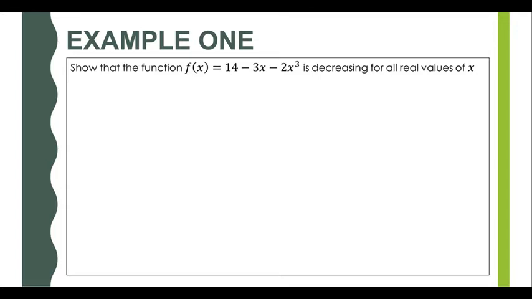So if we have a look at this example, we're asked to show that the function is decreasing, which means that f dash of x is less than or equal to 0 for all values of x. So to do this, we need to firstly differentiate. So if we differentiate, we get f dash of x is equal to -3 minus 6x squared. So remember, to differentiate, we times by the power and take 1 off the power.